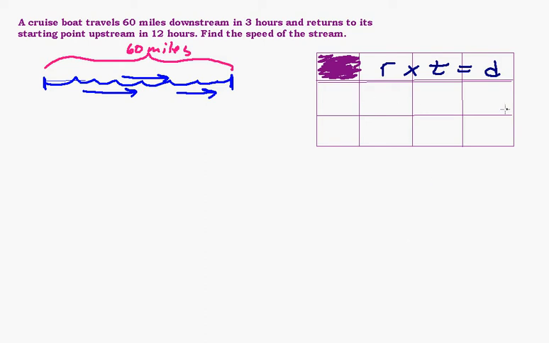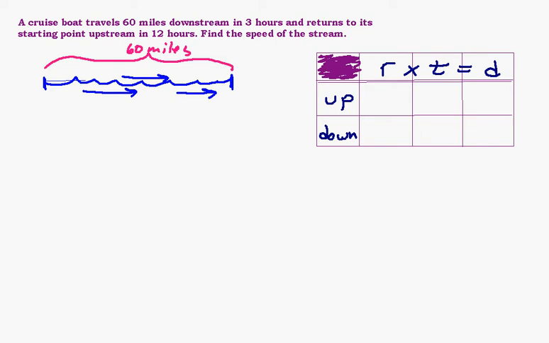In this one, we have two rows, and one row is going to represent upstream, and the other downstream. In a lot of these distance problems, there might be two people, and your first row will represent one person and the other row another person, or whatever the situation is. Okay, so let's fill in what we know.